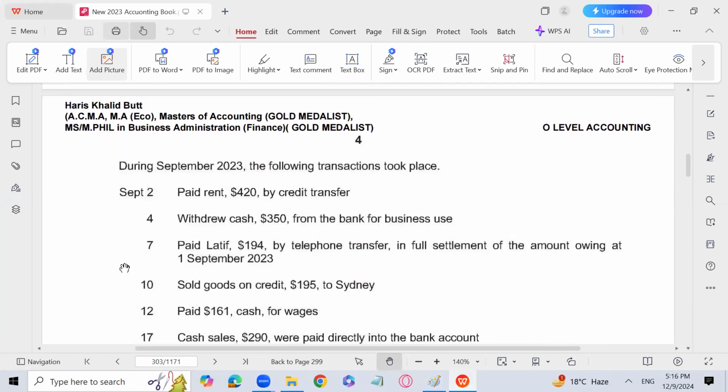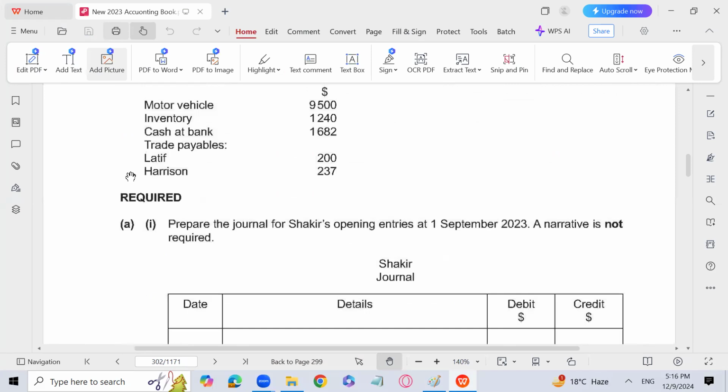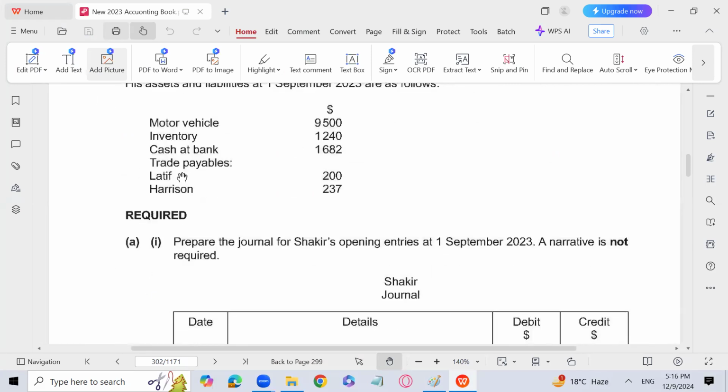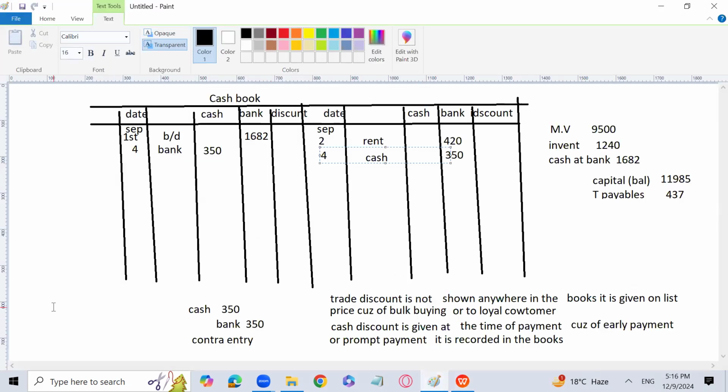Paid Latif. So what amount is supposed to be paid to Latif on 1st September? That is 200. So we are supposed to pay 200 to Latif. We have to go back to see what amount is supposed to be paid to Latif, and how much we are making the payment. 194. It means that we are receiving discount. So I'm passing the entry just to make you understand the concept.